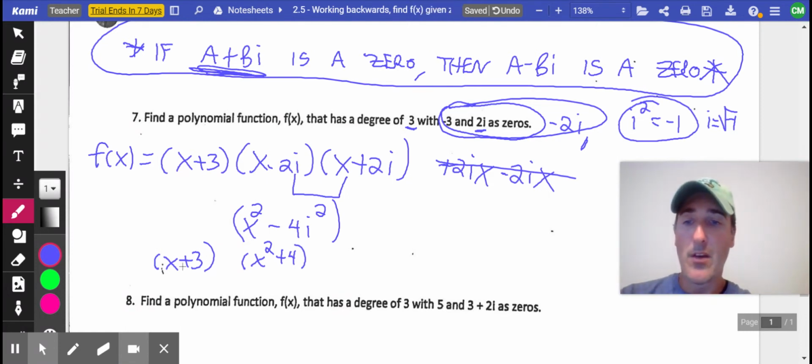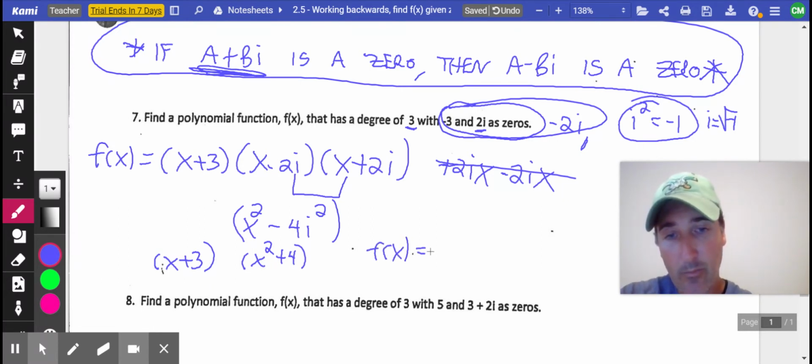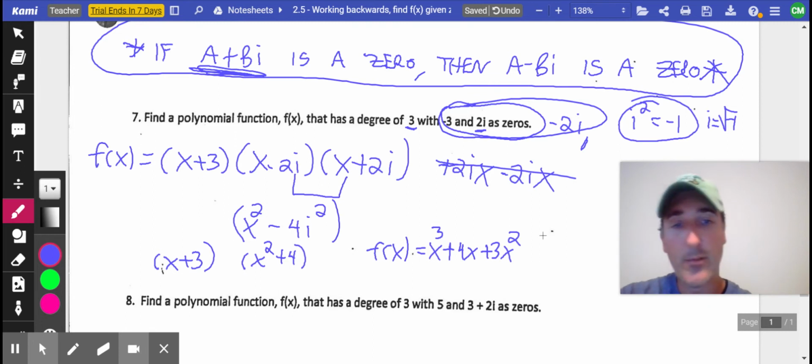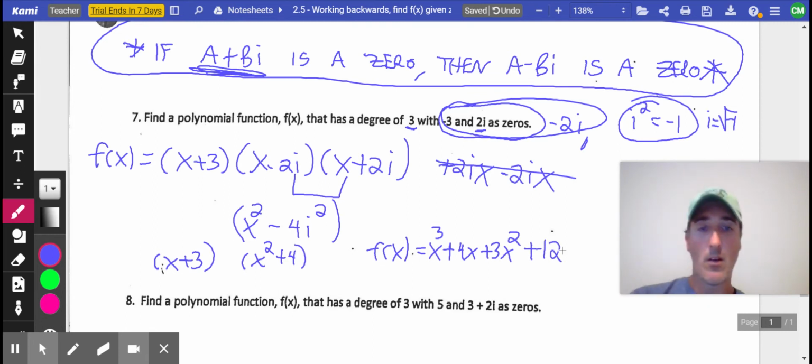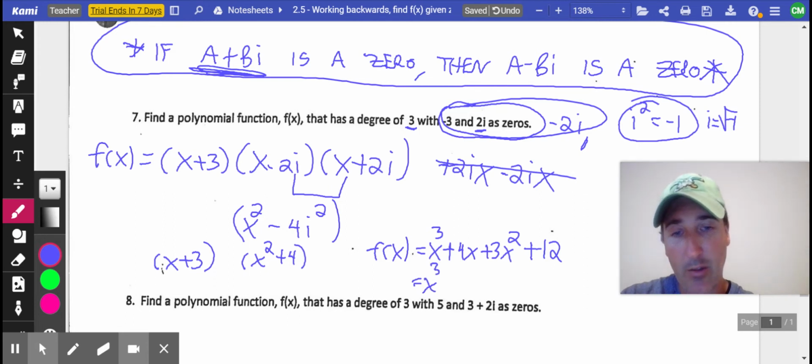Then when I distribute here and FOIL out, x times x squared is x cubed. x times 4 is plus 4x. 3 times x squared is positive 3x squared. And then 3 times 4 is plus 12. You can see there are no like terms here. The only thing I would do is reverse the 3x squared with the 4x, so it's in standard form. You start with the highest degree. So we would say this is x cubed plus 3x squared plus 4x plus 12.